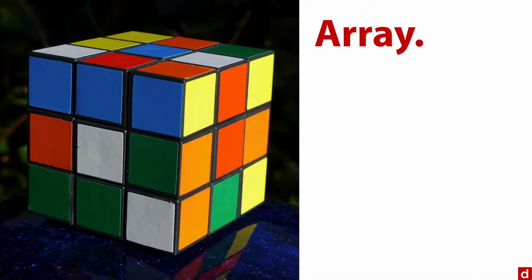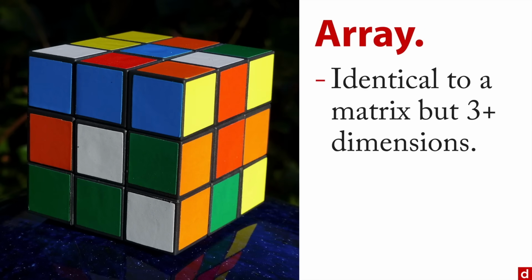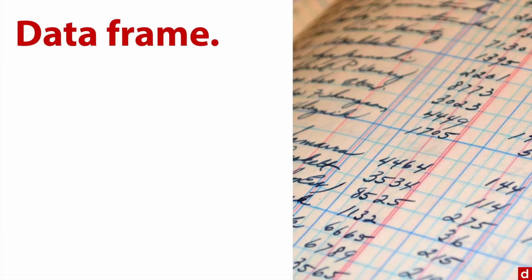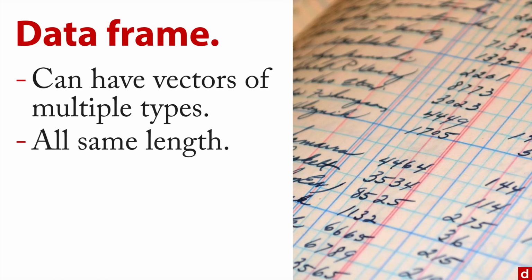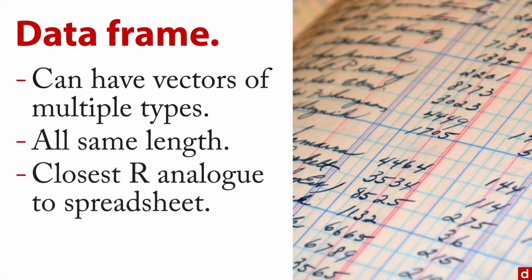And then you can step up from that into an array. This is identical to a matrix, but it's for 3 or more dimensions. On the other hand, probably the most common form is a data frame. This is a two-dimensional collection that can have vectors of multiple types. You can have character variables in one, integer variables in another, logical in a third. The trick is they all need to be the same length. You can think of this as the closest thing that R has that's analogous to a spreadsheet. In fact, if you import a spreadsheet, it's going to go into a data frame typically.